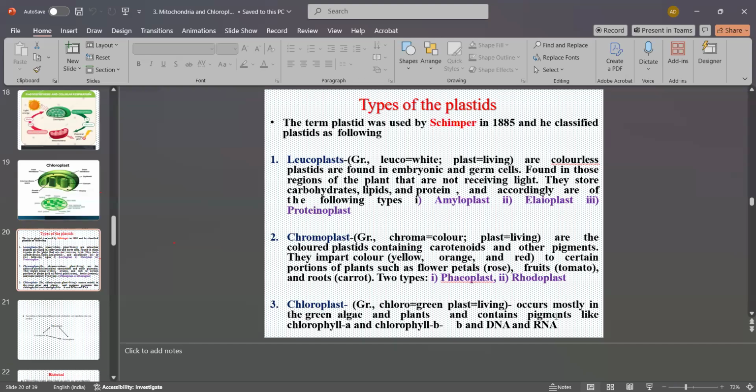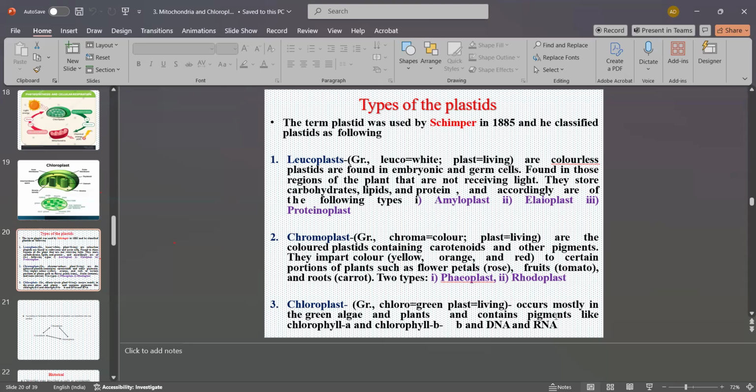There are two types, phaeoplast and rhodoplast. Chromoplast is responsible for the color of the fruits, the color of the seeds, and the color of parts of the plants or leaves. Some leaves are also brown or rose colored, which is the response of the chromoplast.